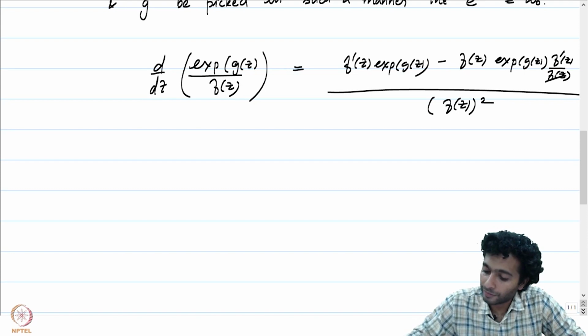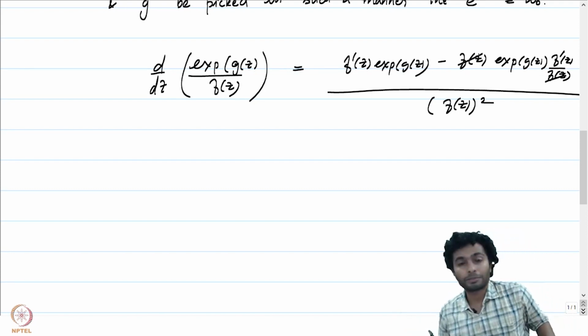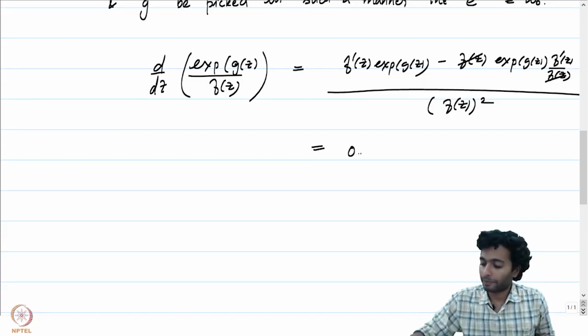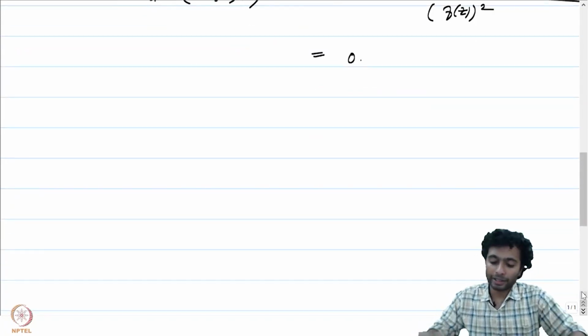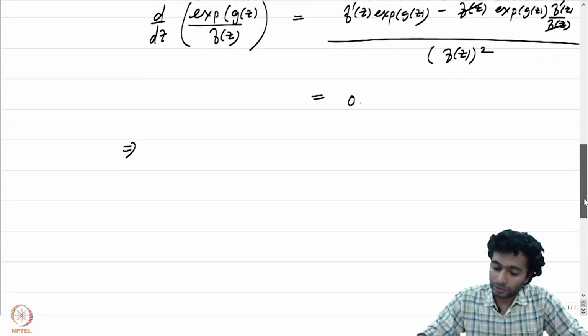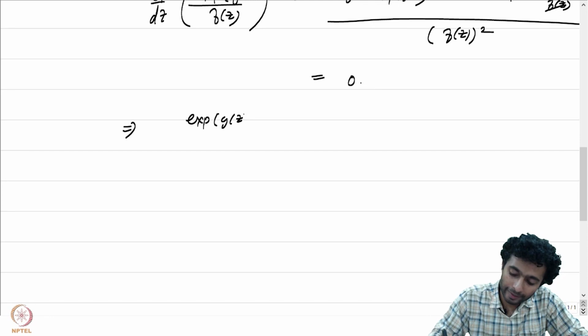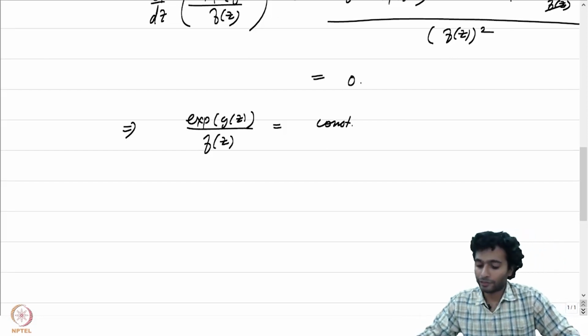If you notice, f is non-vanishing and therefore all this makes sense, and we end up with just 0 here. And omega being an open connected set, the function whose derivative we took, exp of g of z by f of z, is going to be some constant. And what did we arrange for?